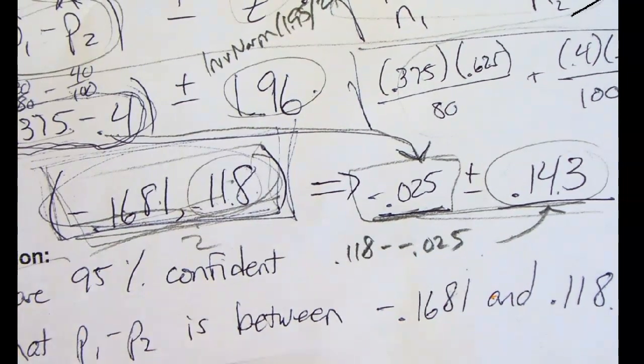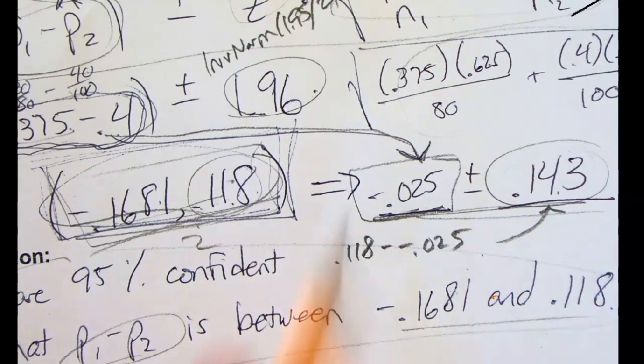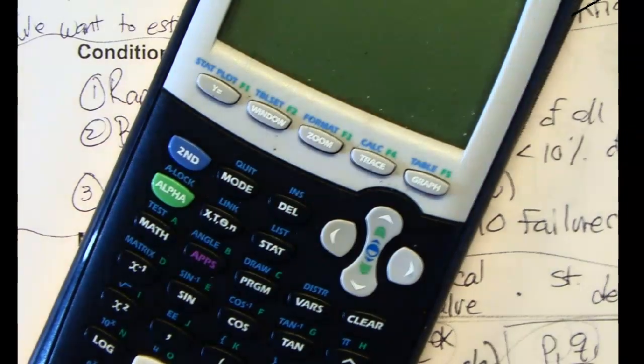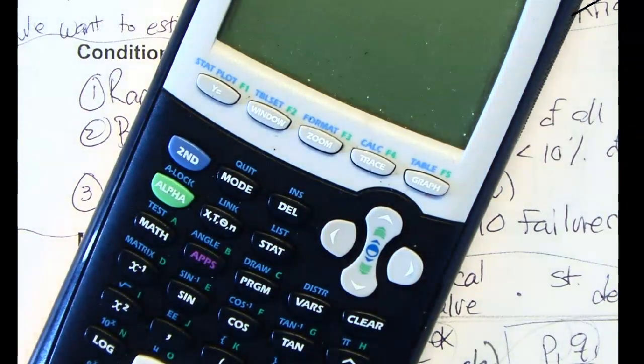And then our conclusion: we are 95% confident that the difference P1 minus P2 is between these things. So hopefully that covers everything. I apologize for not putting sound on the first one. We got template, we got example, we got how to do it in the calculator. All in under 5 minutes. Go us.